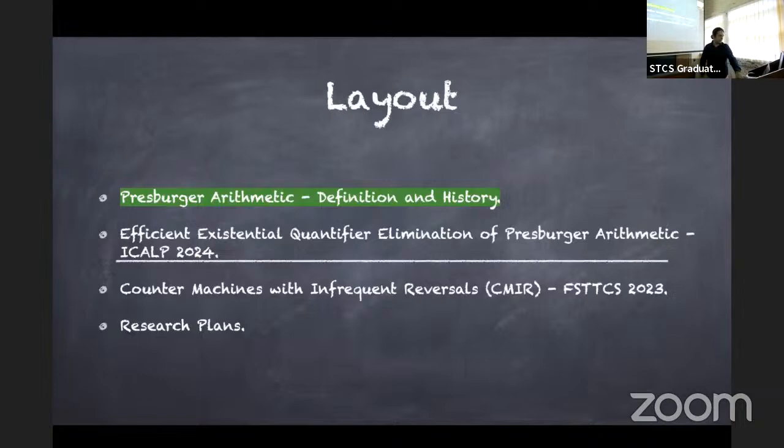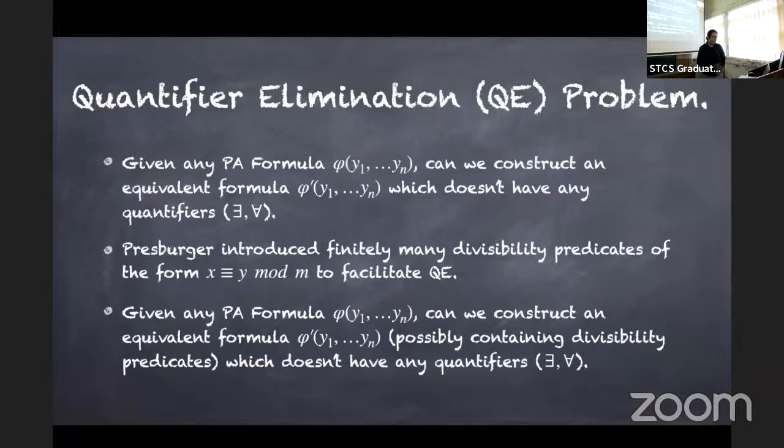So let's start with the story. Quantifier elimination. So what is this problem? The problem basically says that given any Presburger arithmetic formula phi(y1, ..., yn), can we construct an equivalent formula phi prime without any quantifiers, without any existential quantifiers? Now, Presburger arithmetic in general does not admit that. To be precise, it's because of the integer domain. You cannot do that.